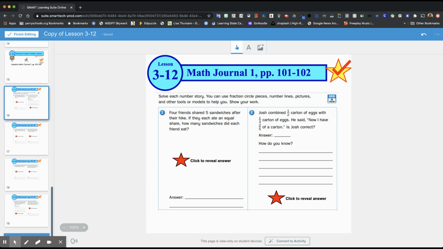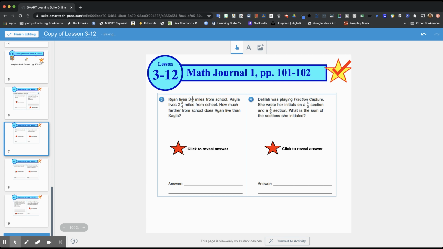Number 1 is about 4 friends sharing 5 sandwiches after their hike. If they each ate an equal share, how many sandwiches did each friend eat? Number 2, Josh combined a half a carton of eggs with 1/3 carton of eggs. He said, now I have 2/5 of a carton. Is he correct? Remember going through those strategies.